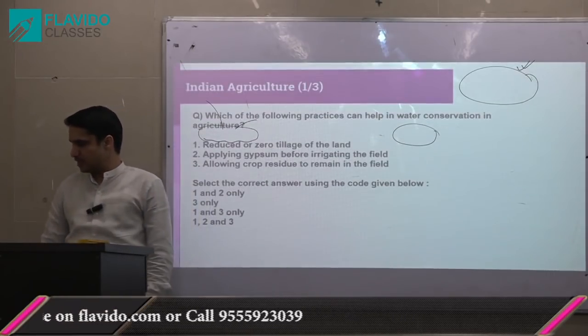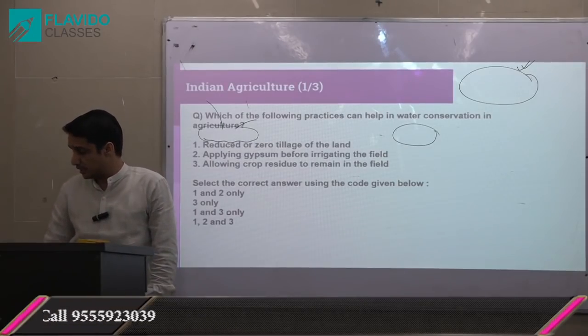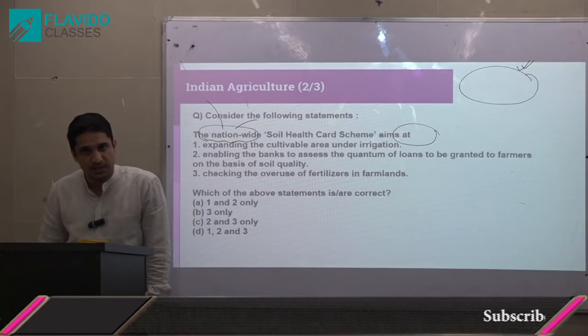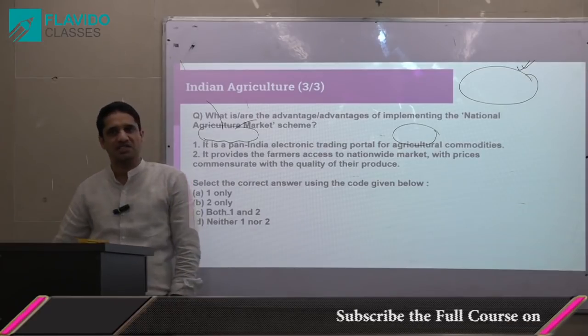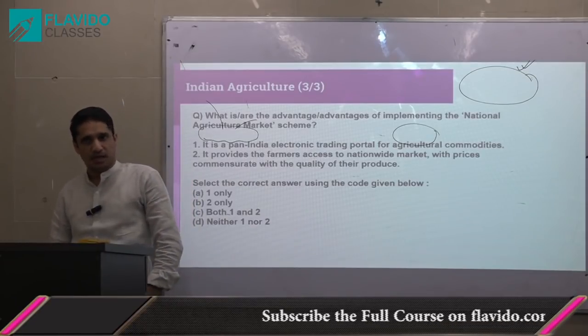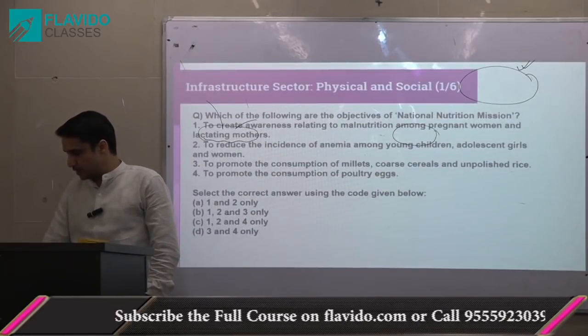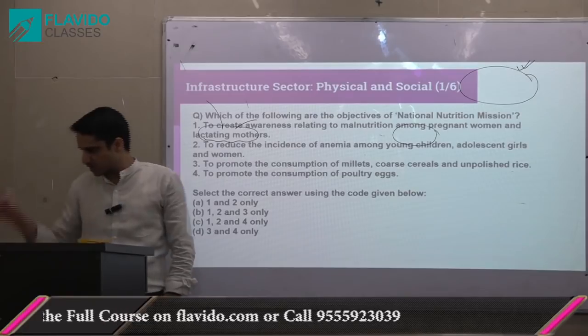Then from the Indian agriculture, first they asked about the static question related to agriculture. Then the second question they asked about the current affairs component, the Soil Health Card. The third question they asked about the National Agriculture Market scheme, the eNAM scheme which came last year by the present NDA government.